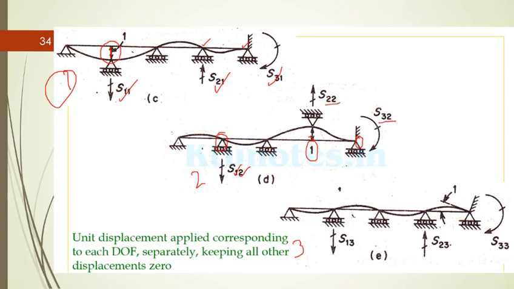In the third case, you should give a rotation at the third point, and at all other points, that is here and here, there should not be any vertical displacement. So this will be the case, and these are the corresponding stiffness coefficients. So unit displacement is applied corresponding to each degree of freedom separately, keeping all other displacements 0.